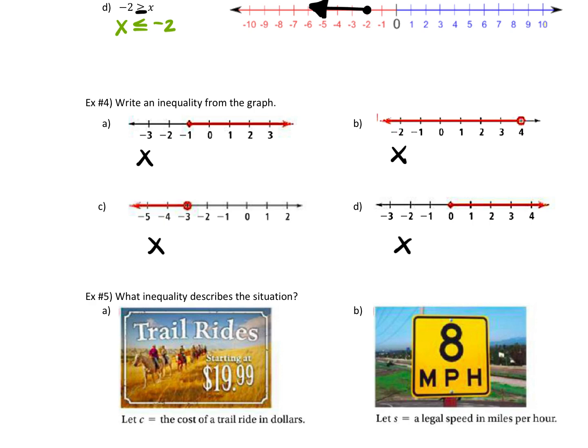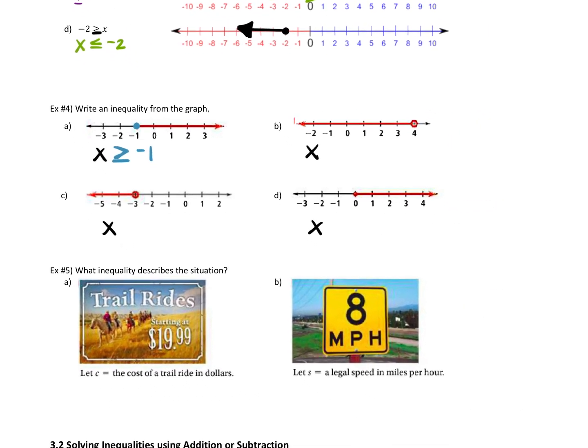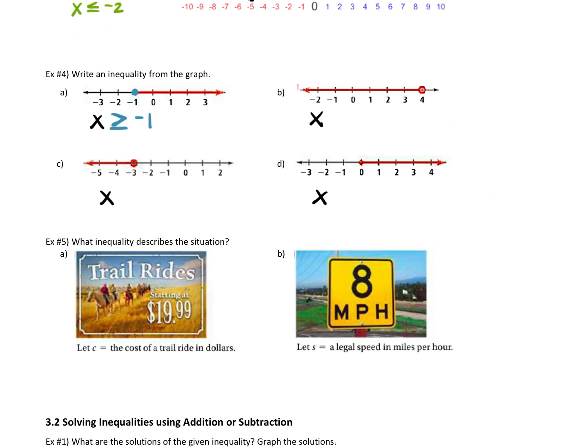That first one, is there going to be an equal to bar? Yes, because it's a filled in dot. Okay, and then your arrow is pointing which direction? To the right. So make your arrow point to the right. Your x value should be bigger than what? -1. So x is greater than or equal to -1. Okay, you try B, C, and D. See if you can write those inequalities for all of them.